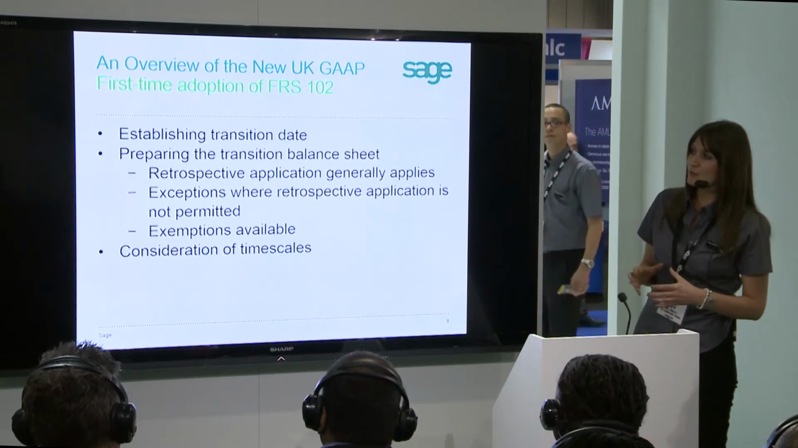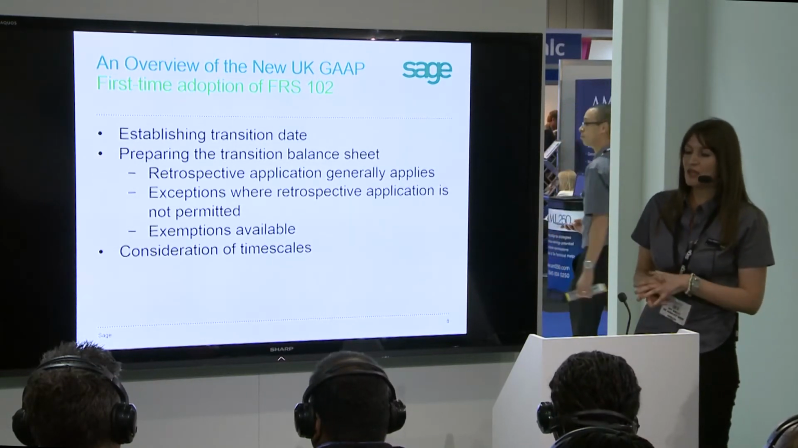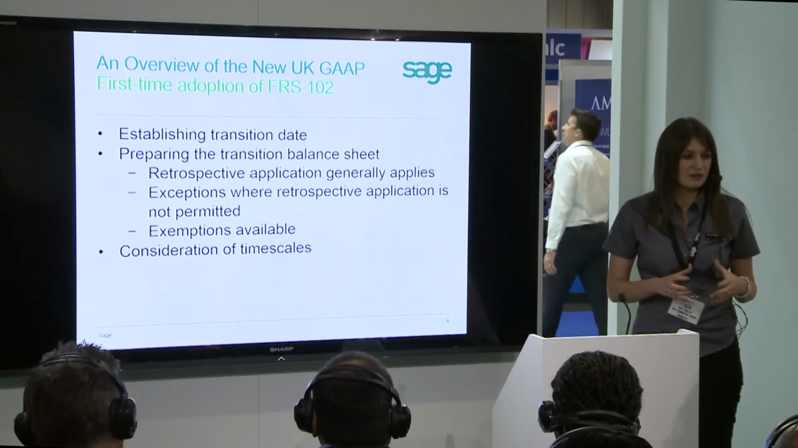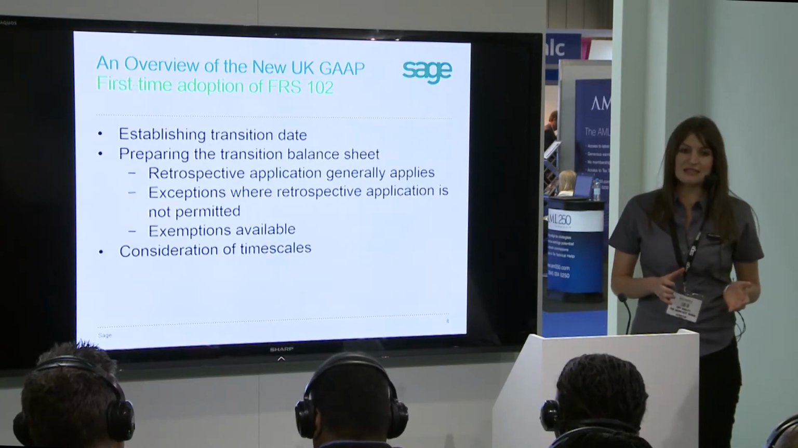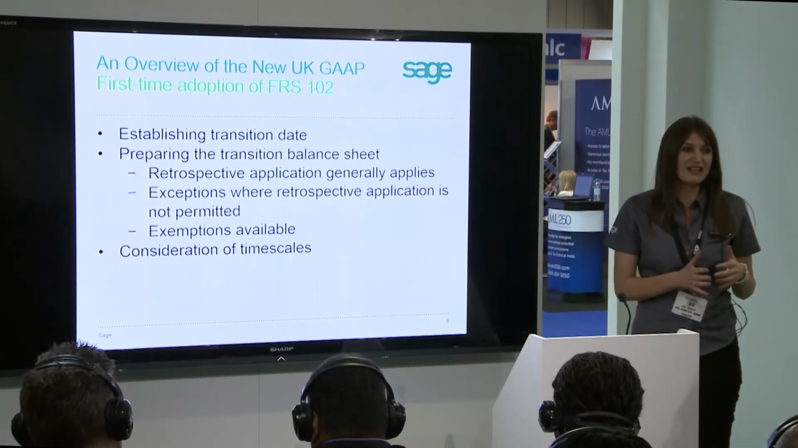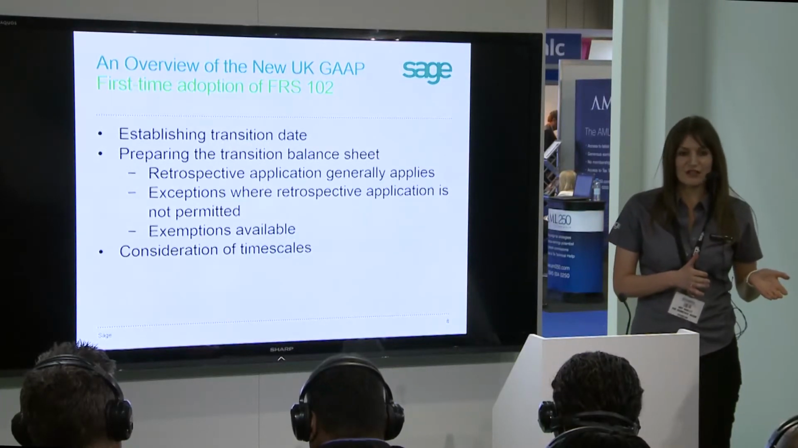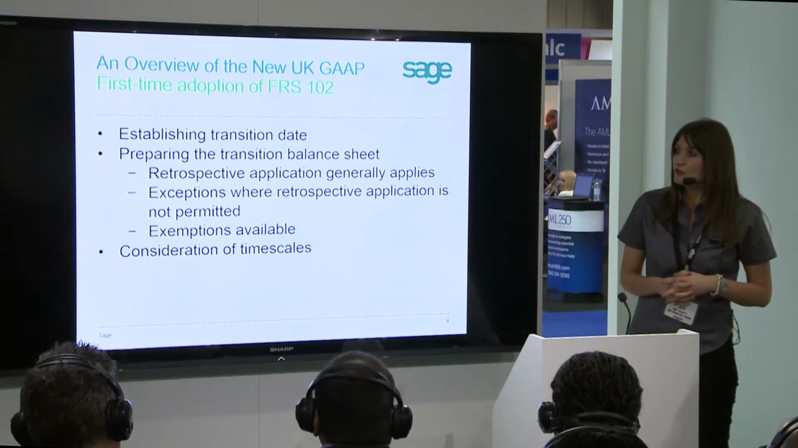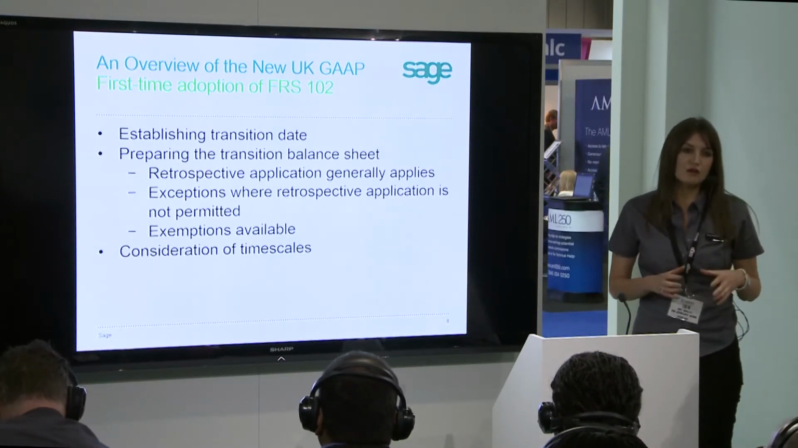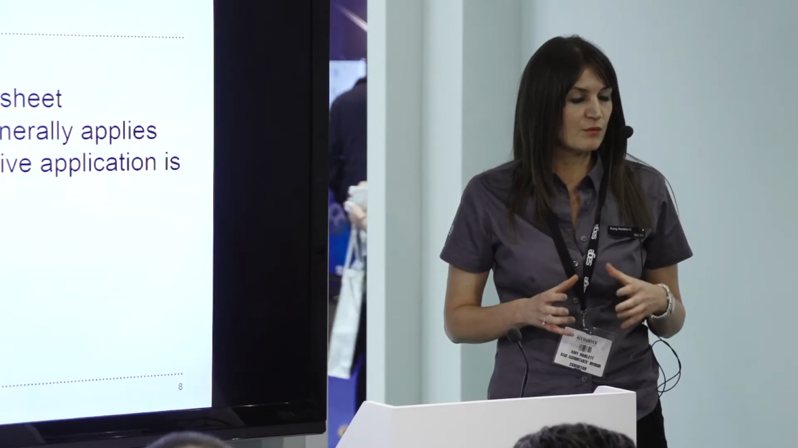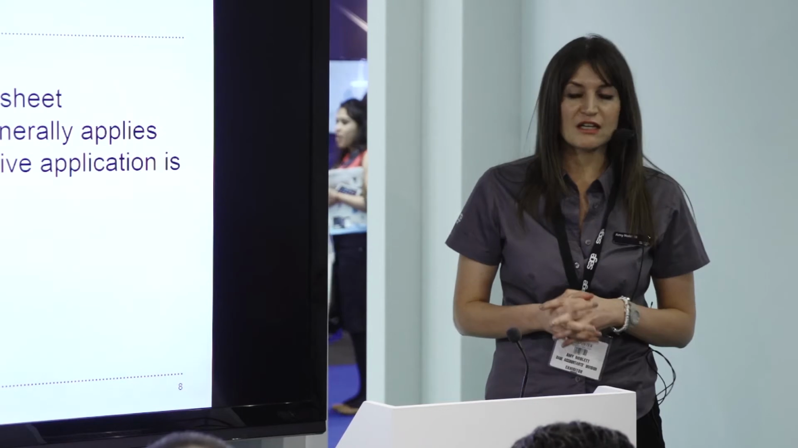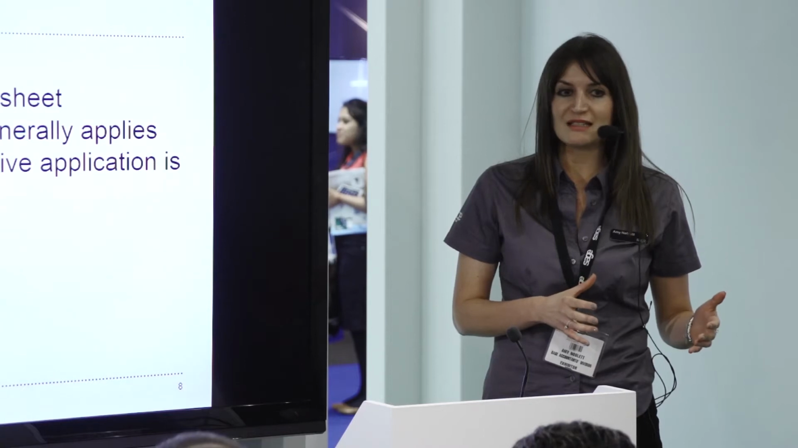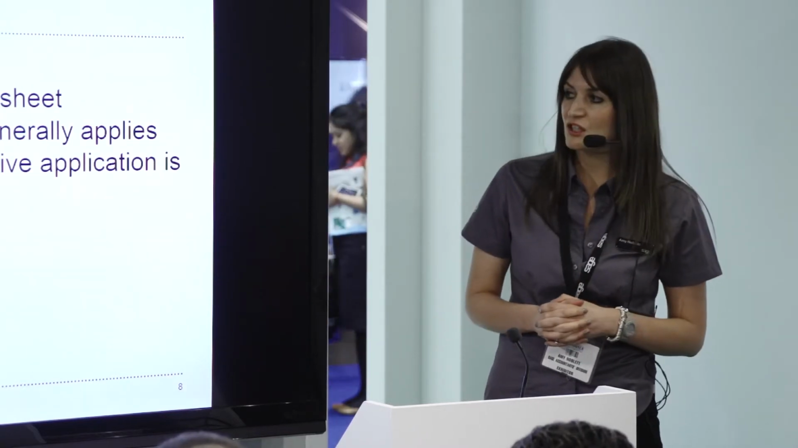But one of the main things is preparing your transition balance sheet. So generally you need to apply any changes to accounting policies and things retrospectively. You need to restate your comparative figures and effectively your pre-comparative figures in order to get that value at your transition date. There are exceptions where you can't retrospectively apply those changes. So things like accounting estimates, you wouldn't usually go back and restate based on accounting estimate changes.